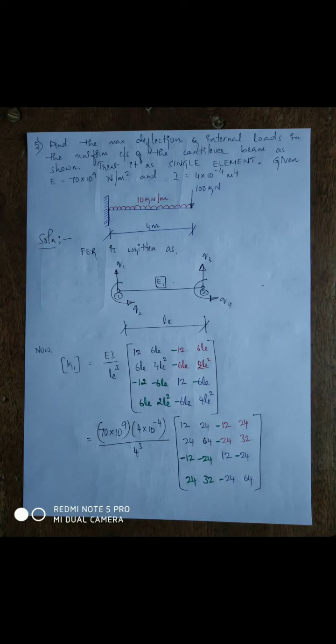The solution to this problem starts with writing down FER. That is, since it consists of only two nodes, one at the left end, one at the right end, and no nodes are present in the middle.